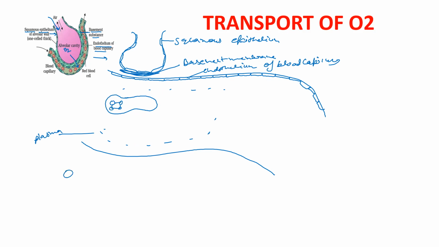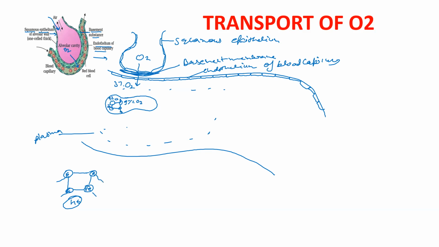Hemoglobin. If you see the structure of hemoglobin, it is made up of 4 heme parts which have iron in them, and each heme part is attached with a globulin protein. This is your hemoglobin. So oxygen from alveoli passes squamous epithelium of alveoli, basement membrane, and endothelium of blood capillary. 3% oxygen dissolved in plasma and the rest of the 97% oxygen attached with the hemoglobin.